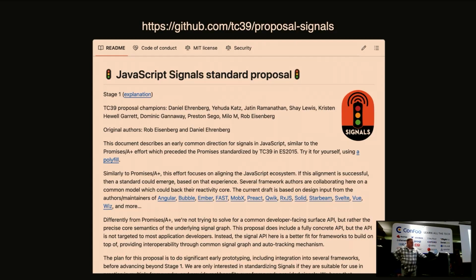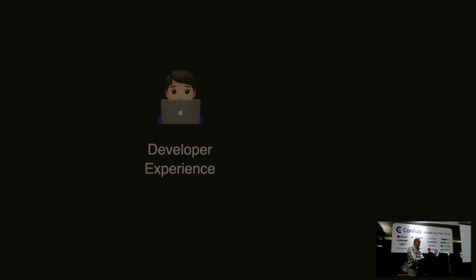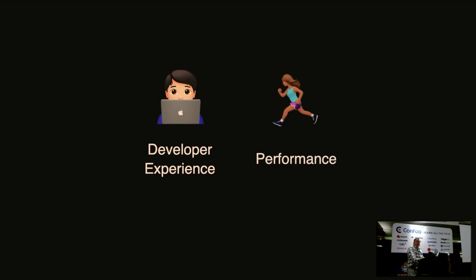Why? What is going on with these signals? About a year ago, all these talks were about signals. It's all I could hear about. So what makes signals so special? If all the frameworks have it, and you're probably hearing about it, and I'm talking about it, why are they so good? The answer comes down to two things: developer experience and performance.